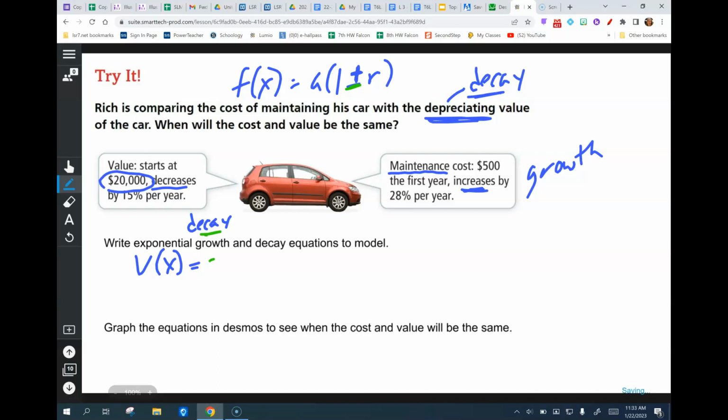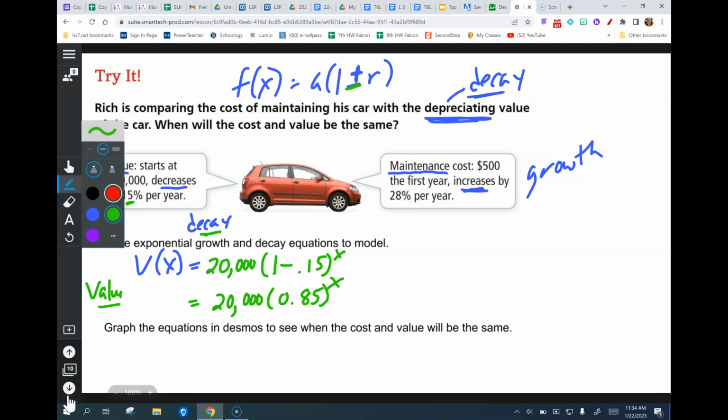So my initial value is 20,000 times 1. Because it's a decay, I'm going to subtract my rate. I believe that says 15%. My rate is 0.15, so 0.15 to the x. So that's 20,000 times 0.85 to the x. That is the value of my car. Every year it's going to go down by a factor of 0.85.